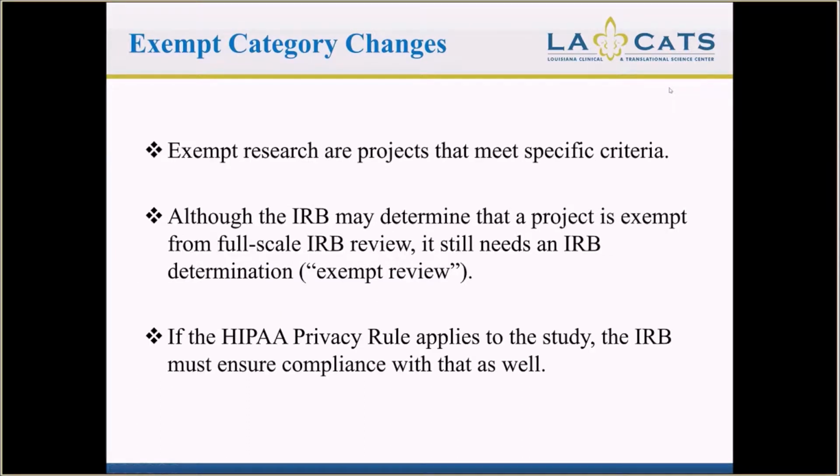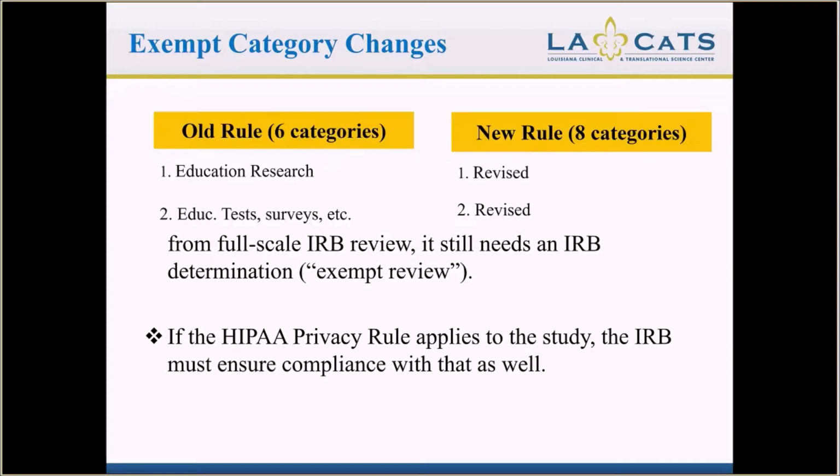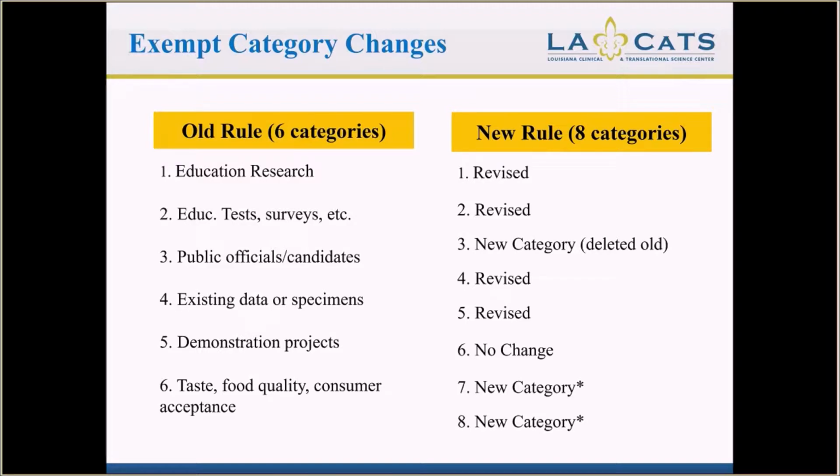So one of the main changes was the exempt category changes. Exempt research are projects that meet specific criteria. Although the IRB may determine that a project is exempt from the full-scale IRB review, it still needs this determination by the IRB. Also keep in mind that while it may be exempt research from the IRB perspective, the HIPAA privacy rules still apply. The exemption categories. There have been two new categories added to the exemption categories.